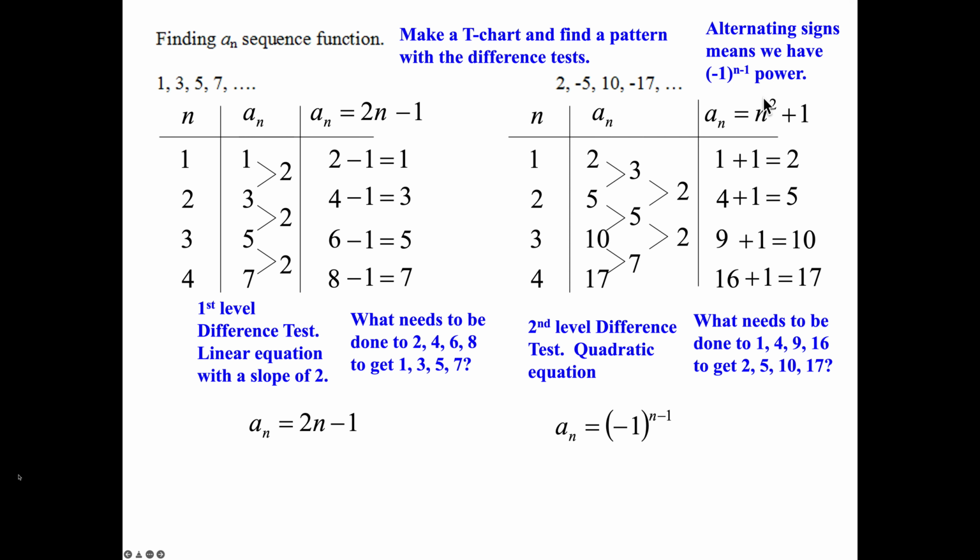So we take this n squared plus 1, which is a binomial, and multiply it to our negative 1 to the n minus 1 power. Make sure you put parentheses around it, otherwise your sign gets multiplied just to the n squared, not the whole thing.